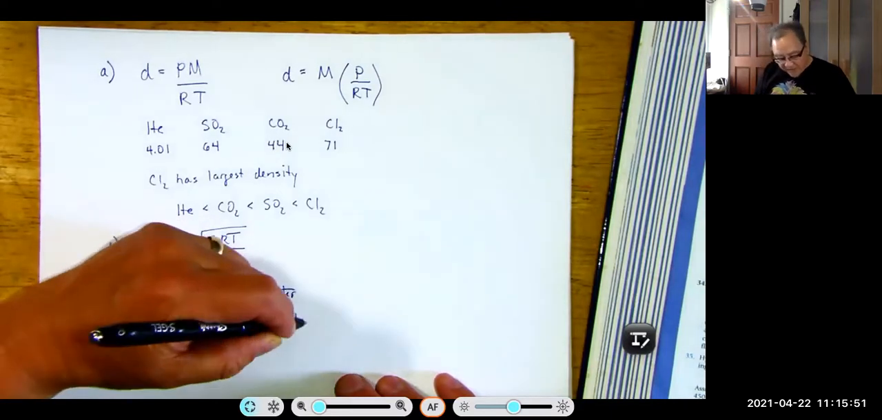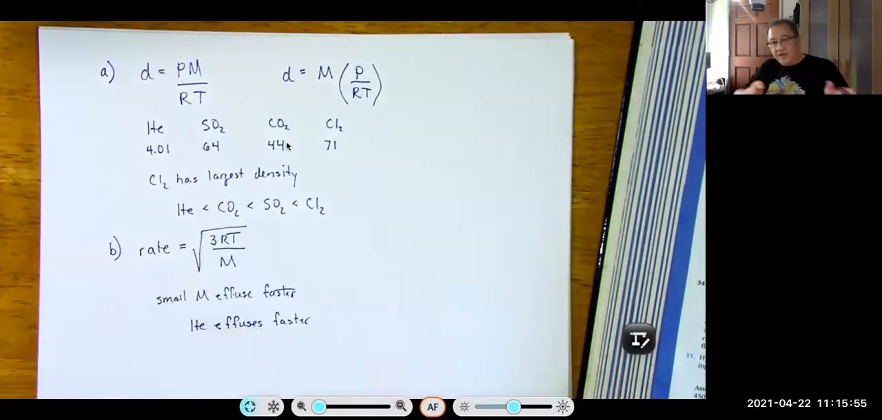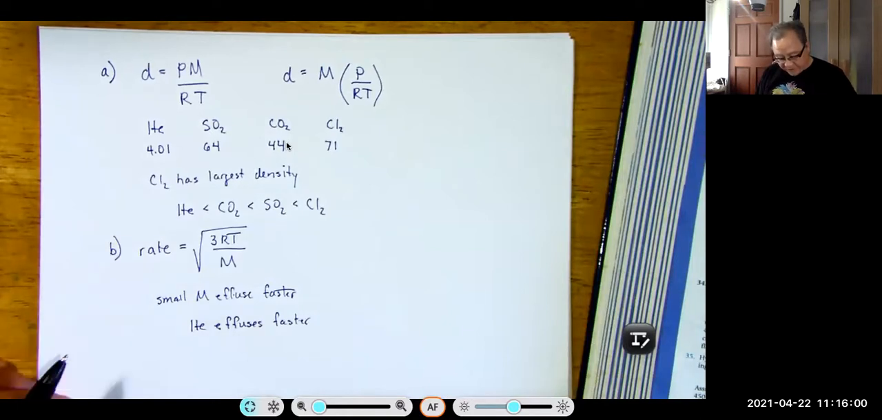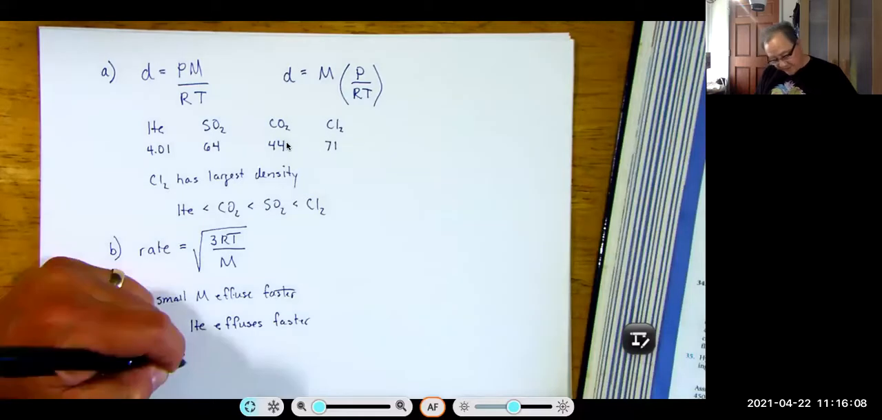So what if I asked you to put them in the rate of which one effuses slower to which one effuses faster? What would we write down? Beginning with the slowest. Chlorine. Okay, the next slowest.